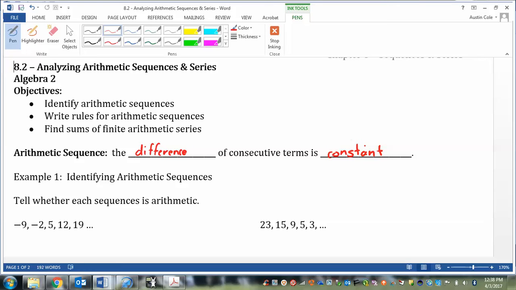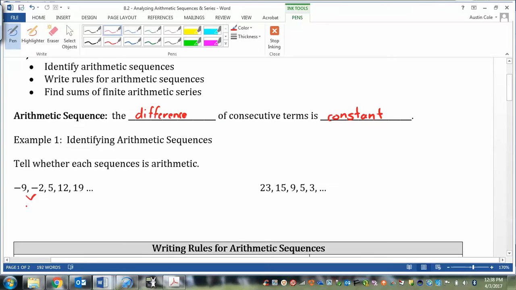Okay, so example 1, it says tell whether each sequence is arithmetic. Well, we know that if I'm trying to determine if it's arithmetic, I better have constant change. So here I'm going up 7, up 7, up 7, up 7. Is that arithmetic? Yes, it is. Constant change. Here I went down 8, and then I went down 6, down 4, down 3. Is that constant? No, it is not. Okay, pretty easy. Again, we did that last class.